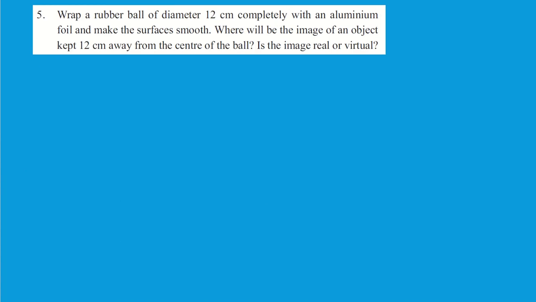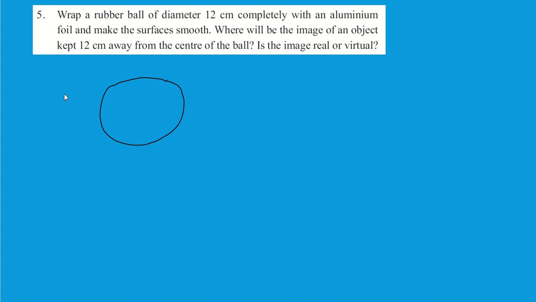Wrap a rubber ball of diameter 12 centimeter completely with an aluminium foil and make the surface smooth. Where will be the image of an object kept 12 centimeter away from the center of the ball? Is the image real or virtual? Wrap a rubber ball of diameter 12 centimeter. We're going to wrap this ball with aluminium foil.